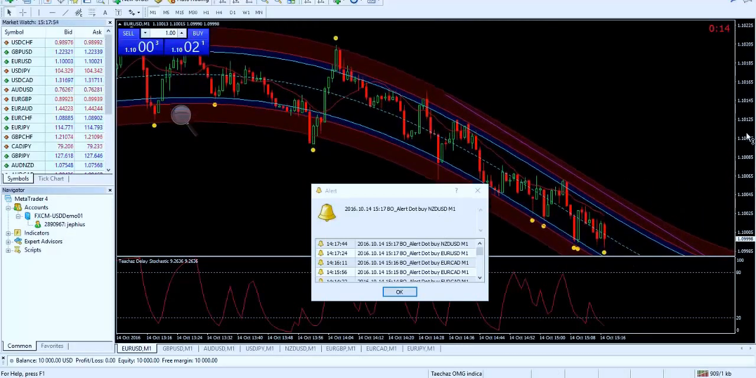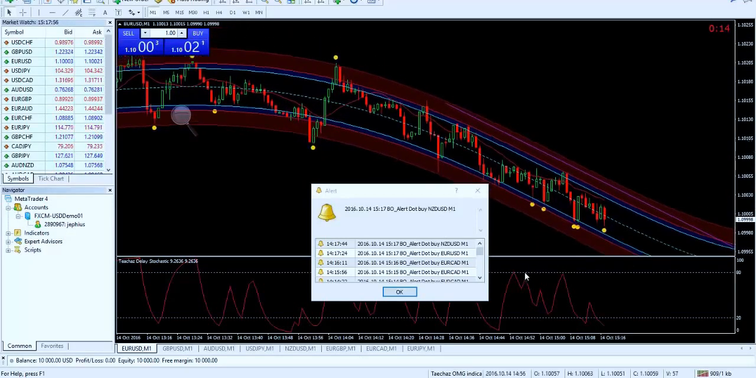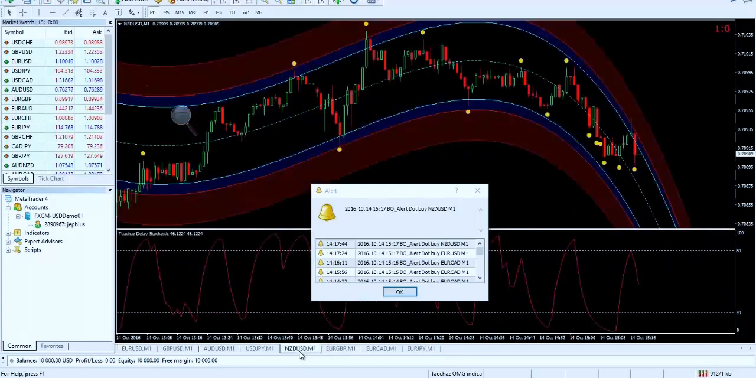This is how you filter some unnecessary signals. But as you can see, guys, even here, this is unnecessary also. You can see that it kept on saying it's going to go up, but it went down.